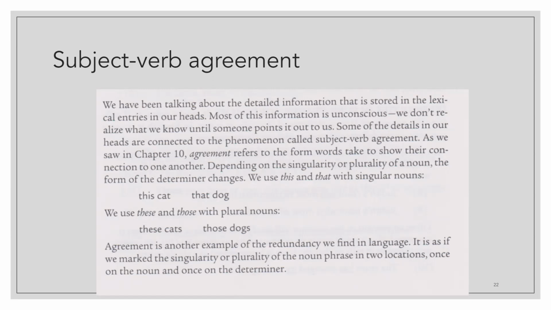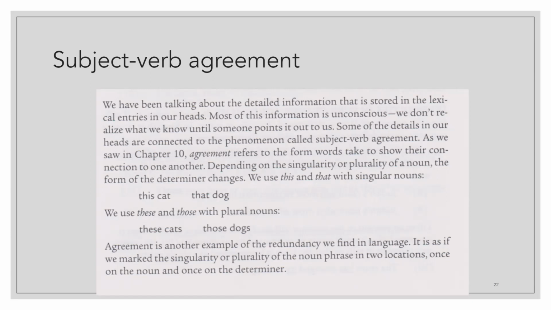Some of these details in our lexicon, in our heads, are connected to subject-verb agreement. So that's one of the things we have to store in our lexicon when we're storing information about individual words. Agreement refers to the form that words take to show their connection to one another. We usually think about the singularity or plurality of a noun, and then how the determiner changes.